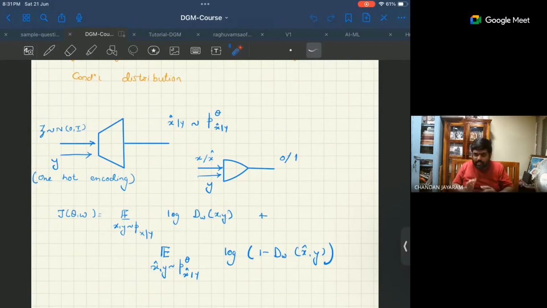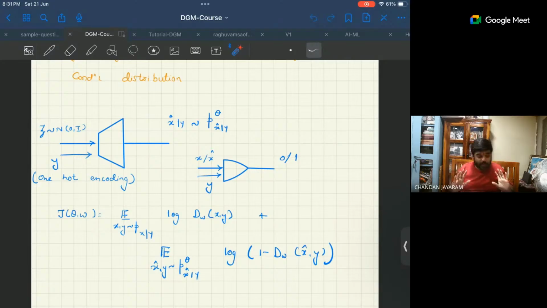The aim of the discriminator is, I give you the generated image, I'll give you the real image. Now you should not be able to distinguish. What do you mean by you should not be able to distinguish? My generation is so good that the discriminator fails to distinguish.